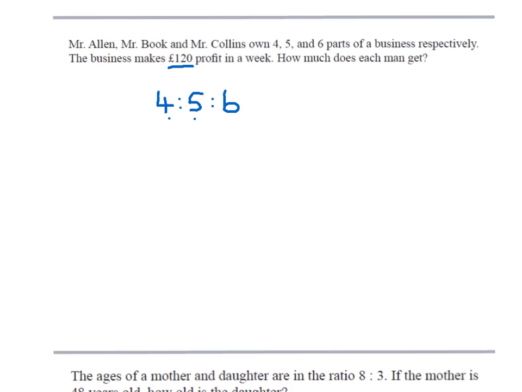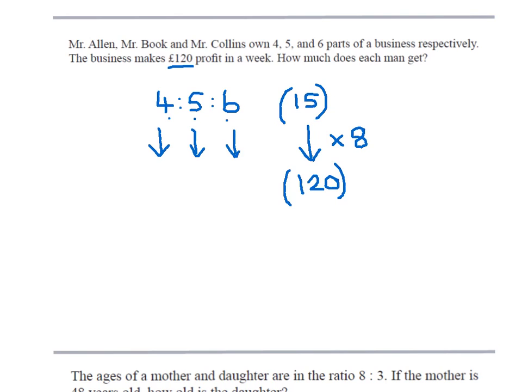So I need to add together these parts. 4, add 5, add 6 gives me 15. So there are 15 parts, and the total is 120. So I need to see how many 15s go into 120. If you're not sure again, 120 divided by 15 will do the same job, but you should be able to work out that that's 8. So 15 goes into 120 8 times, so I just need to multiply each of the parts by 8 as well.